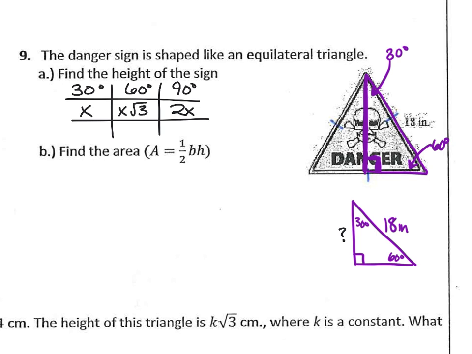What piece of information did this image give us? They gave us the side across from 90. So I should put 18, I'll make it purple, 18 underneath the 90. What else do you know now that you know that is 18? Remember, this is 2 times x. Divide by 2. So if I divide by 2, what's x? 9. So I'm going to put 9 underneath the x part of it, underneath 30 degrees. So what does that mean about the 60 degrees?